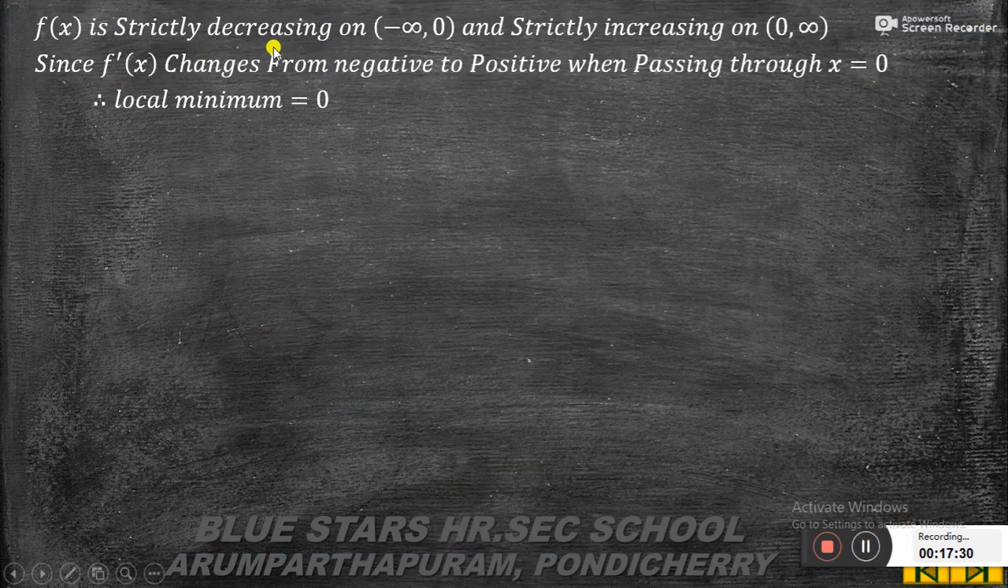So f of x is strictly decreasing on minus infinity comma 0 and strictly increasing on 0 comma infinity. Therefore f of x changes from negative to positive when passing through x equal to 0. Negative to positive means a local minimum at x equal to 0. Substituting in the function, we get the answer 0. Therefore the local minimum value is 0.